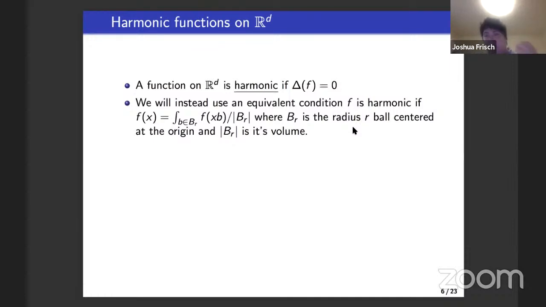So if I have a harmonic function and I want to know what its value is at a point x, I just take a radius 1, radius 2, it doesn't matter which radius, ball around x, and take the average in that ball, and that's going to give me the value of my harmonic function. You could also take the average on the boundary if you so desired.